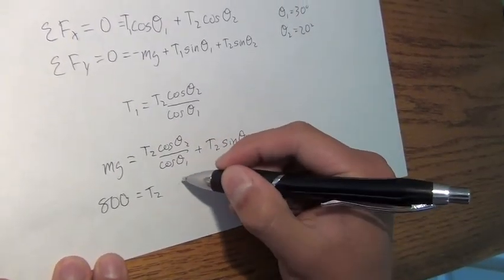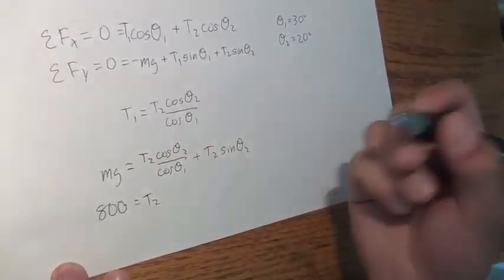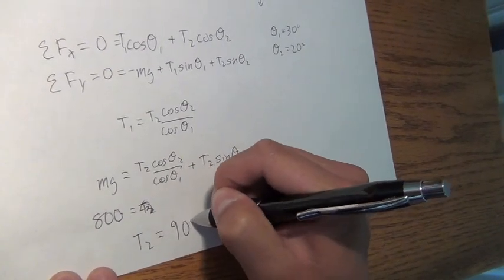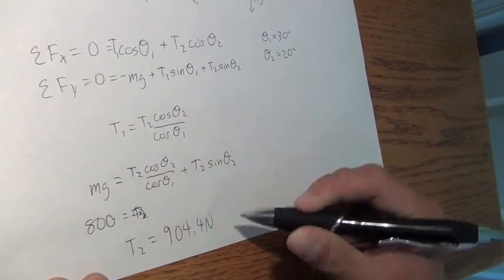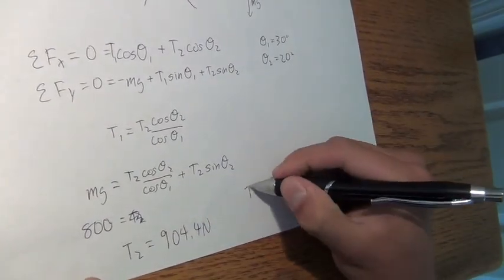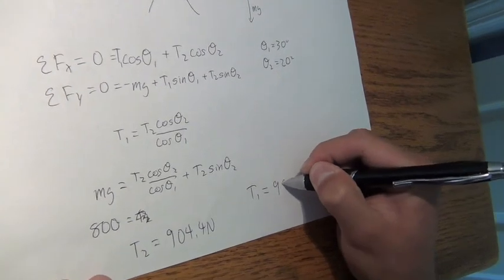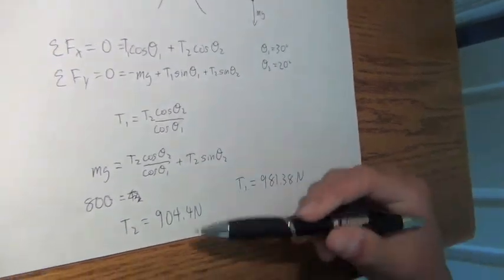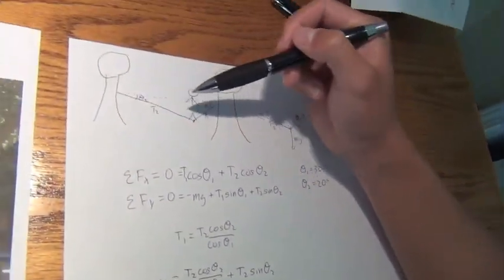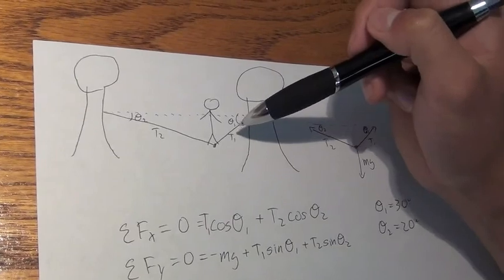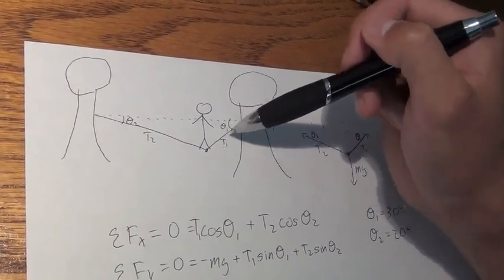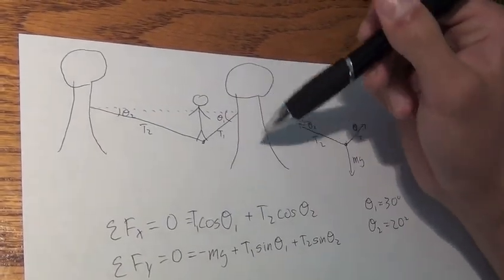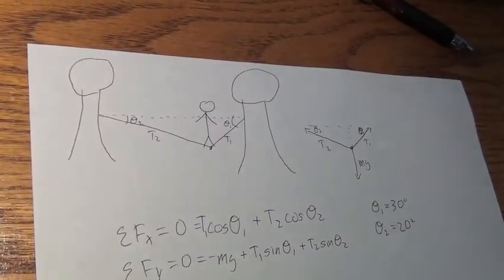T2, whatever this was, which is a number. So then you got T2 equals about 904.4 newtons. And you plug this back into there, you get T1 equals 981.38 newtons. So then you can see that T1 is going to be greater than T2. So the tension on the string for the tree that's closer to Doug is greater. So this tree is doing more work than this tree is to hold Doug up so he doesn't fall.